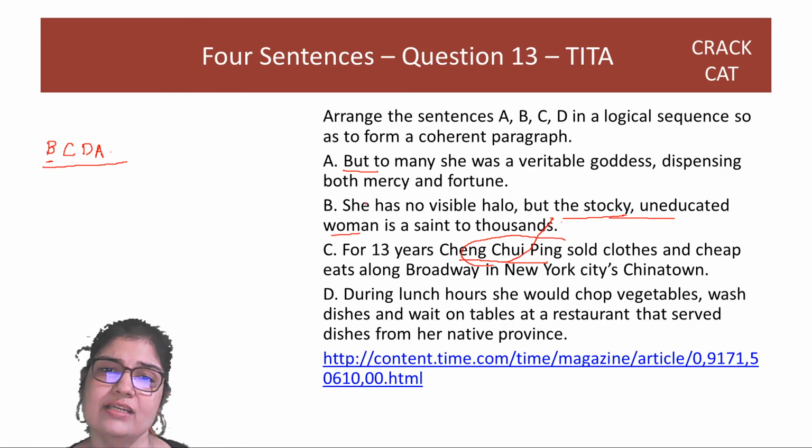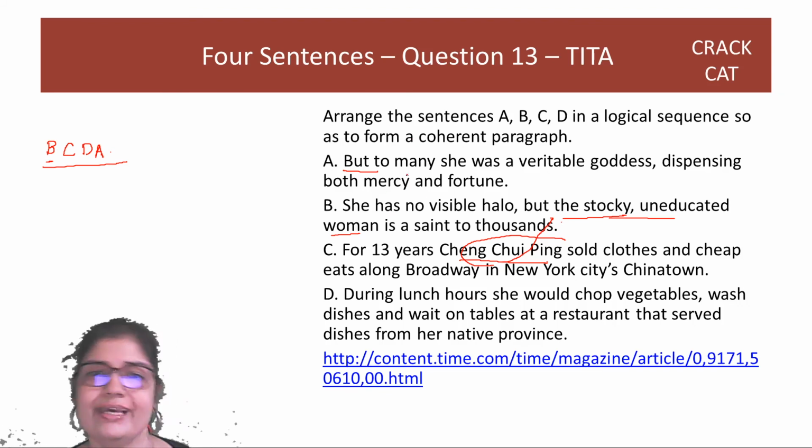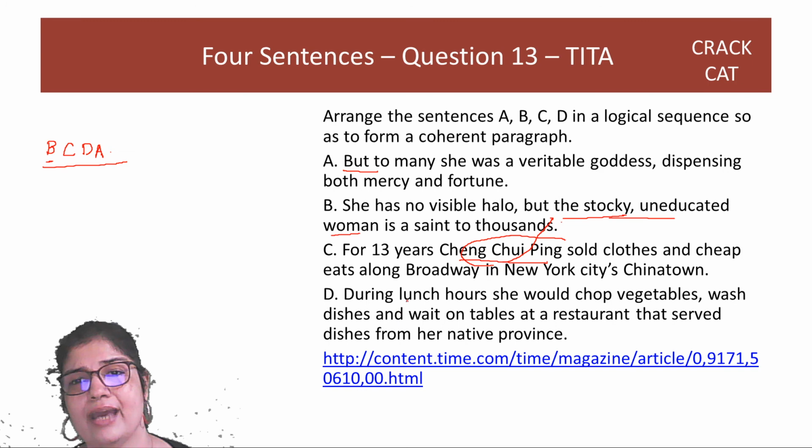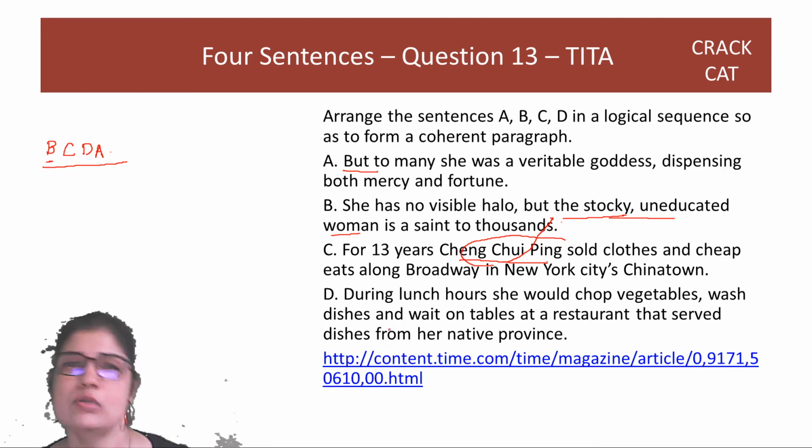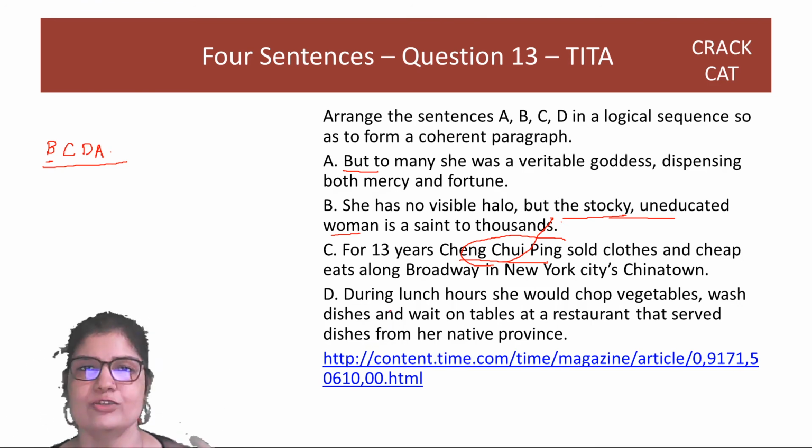And the but is in counterpoint. So after B, A cannot come. A has to come after you're saying that she does something mundane, which C and D do. So the CDA link is clear. Mostly the placement of B is the trick. B has to start, right?